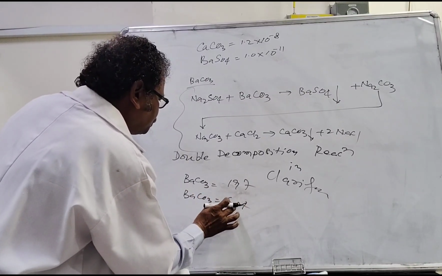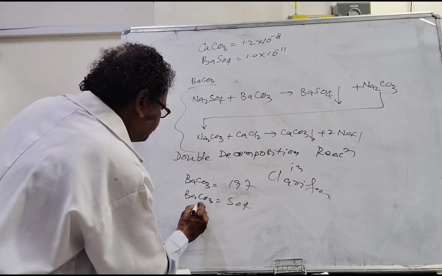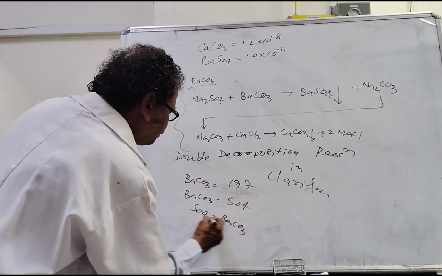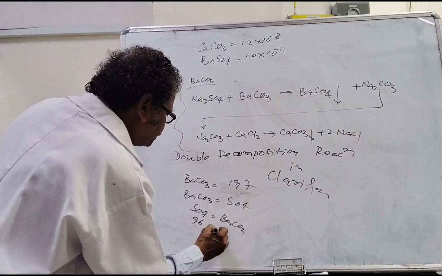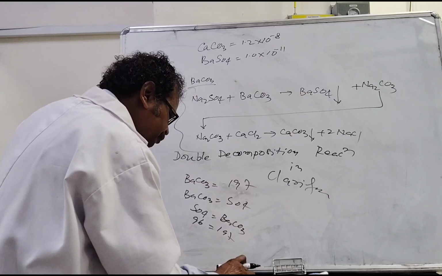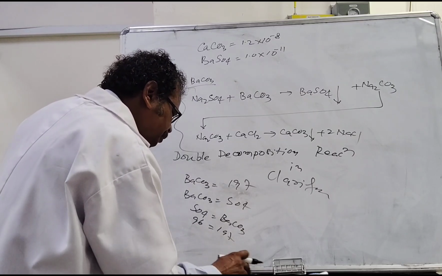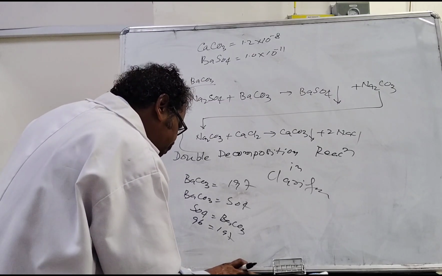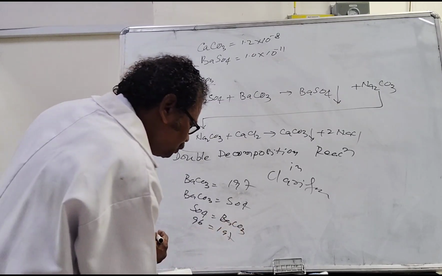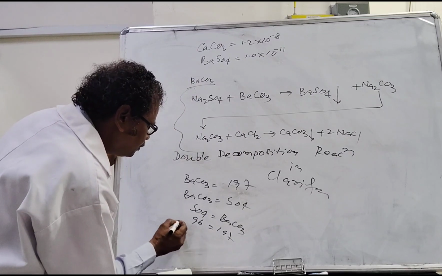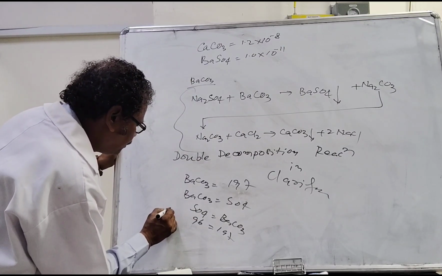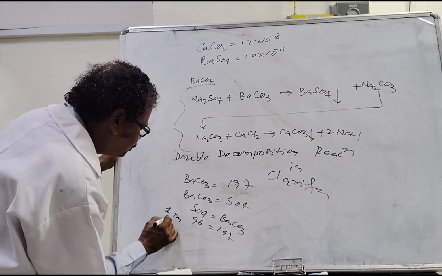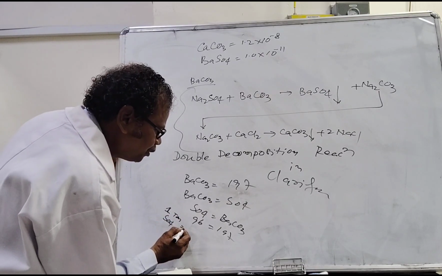So sulfate equal to barium carbonate. It is 96, it is 197. So 197 divided by 96 gives 2.052. So 1 ton of sulfate will require 2.052 tons.